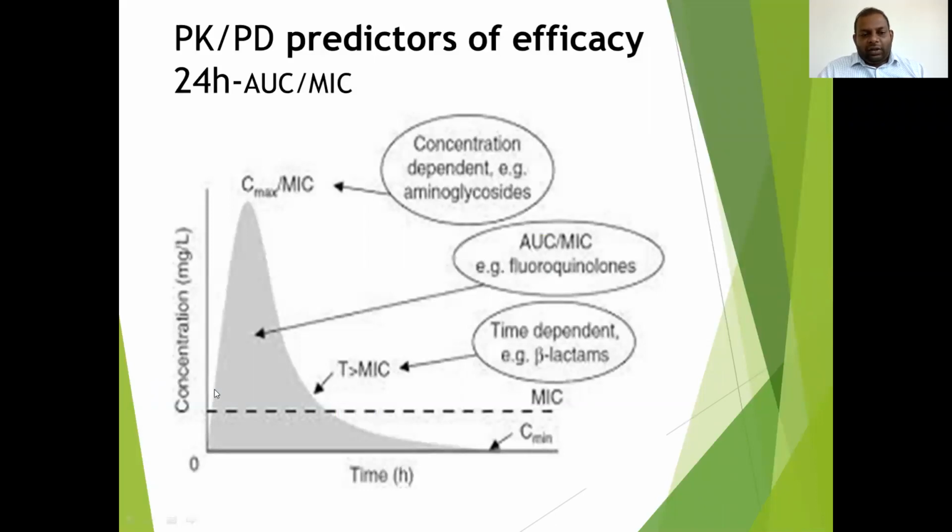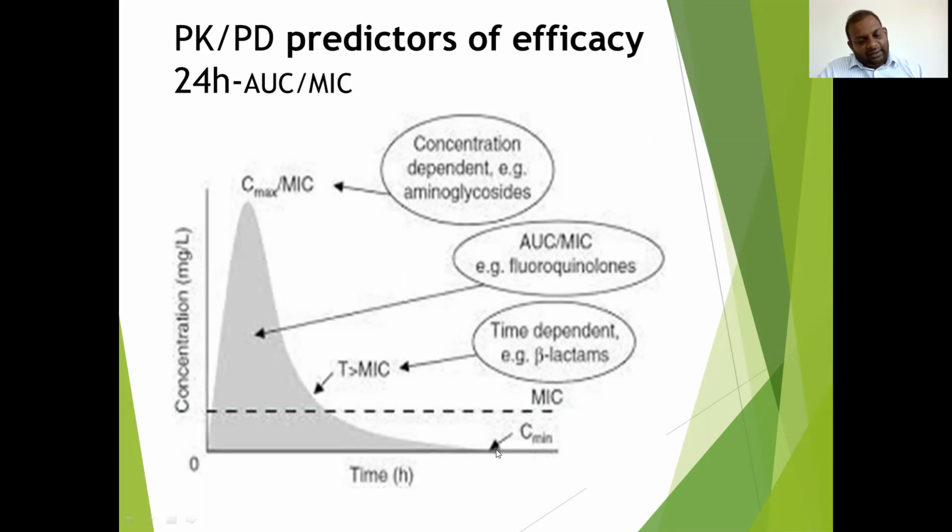Our aim is to keep above the MIC, but here it's related to concentration maximum over MIC. We'll say the concentration maximum is 200 and the MIC is 2, so Cmax over MIC is 100. That is our aim to keep. But area under the curve is a different phenomenon. We take all these values and calculate using integration.